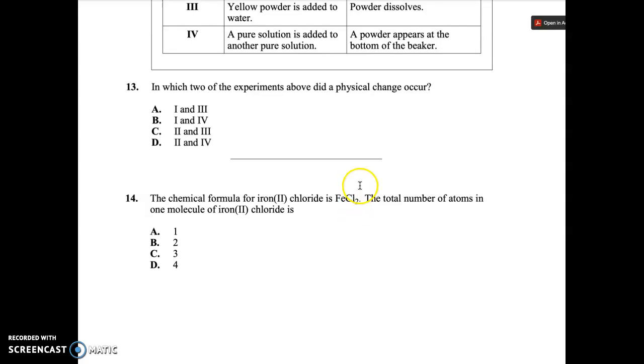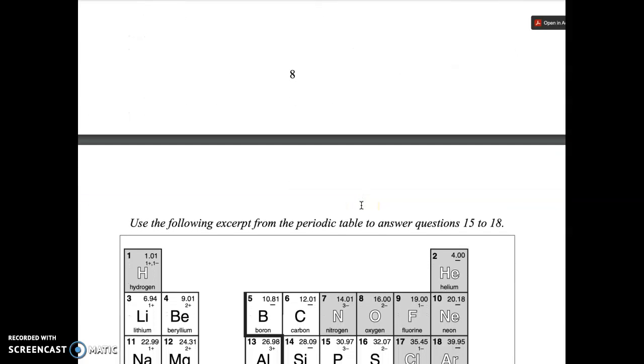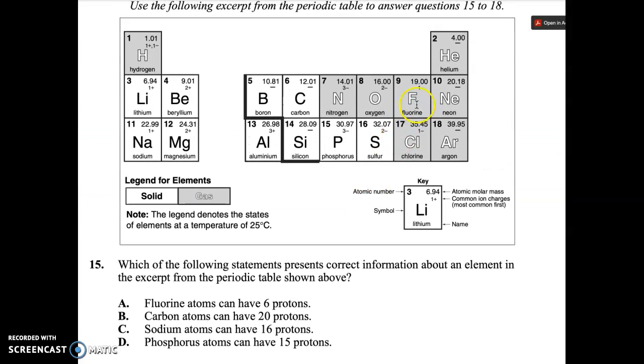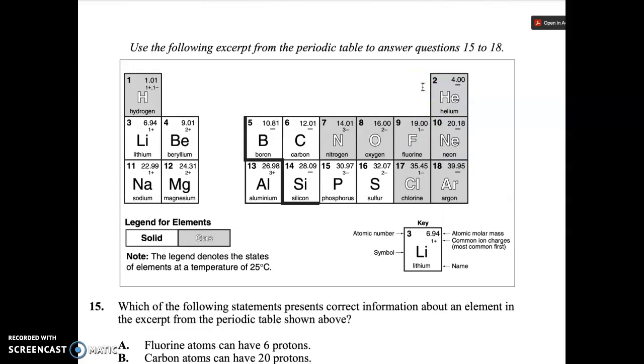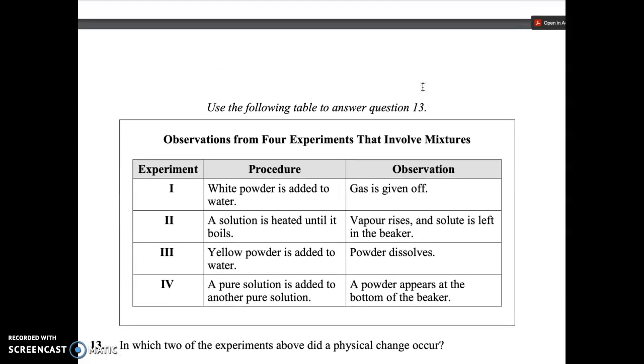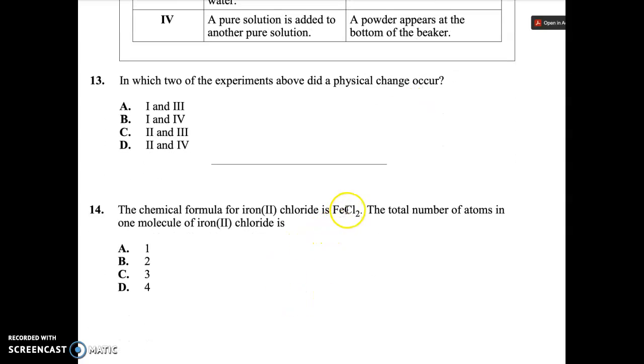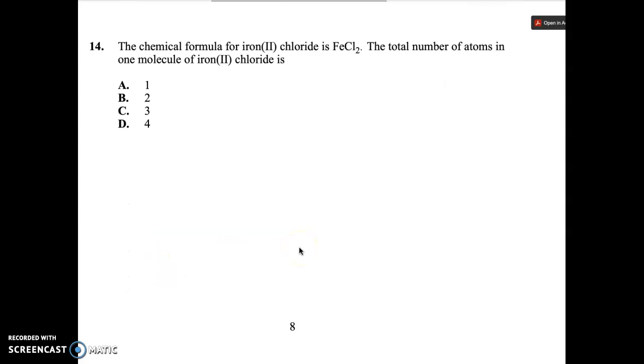Number 14. The chemical formula for iron chloride is FeCl2, because iron has a 2 plus charge and chlorine has a 1 minus charge, and we want to swap and drop those to balance out our charges. So what's the question actually asking? Total number of atoms in 1 molecule of iron chloride. So 1 of iron, 2 of chlorine, there's 3 total. I got all fancy with the charges there for no reason. That's okay.